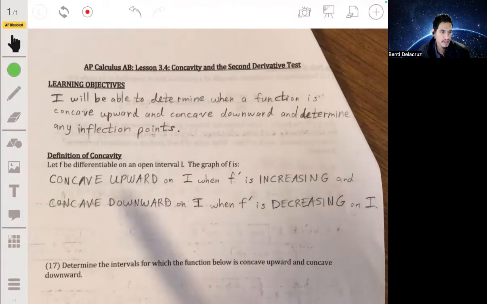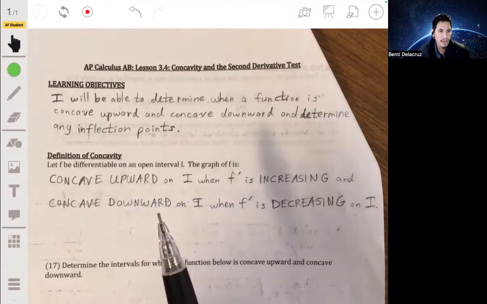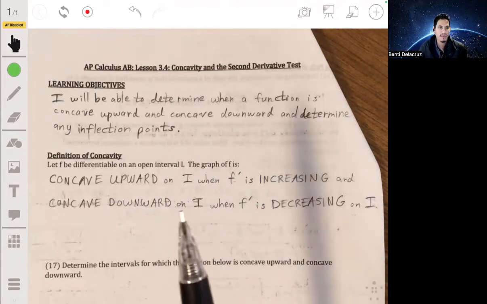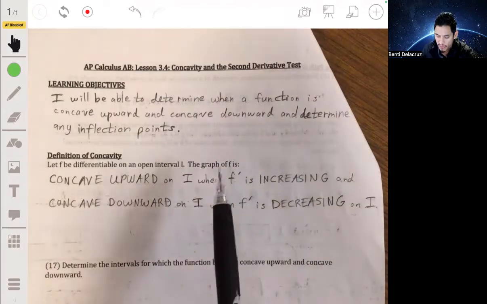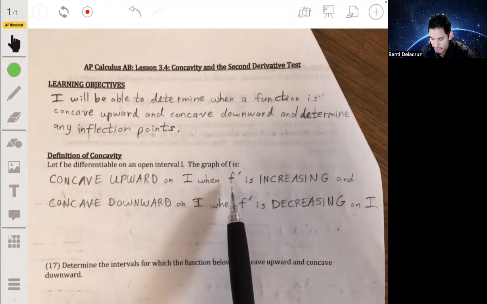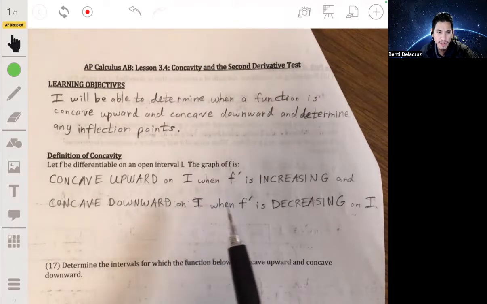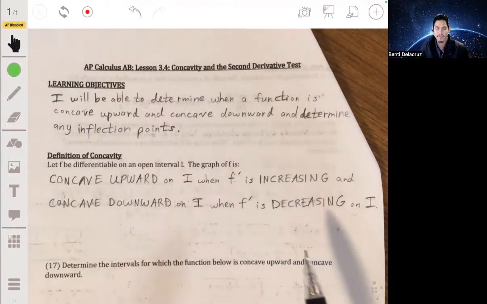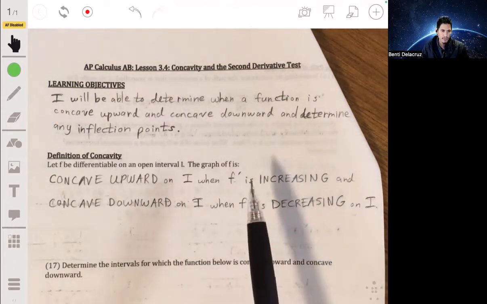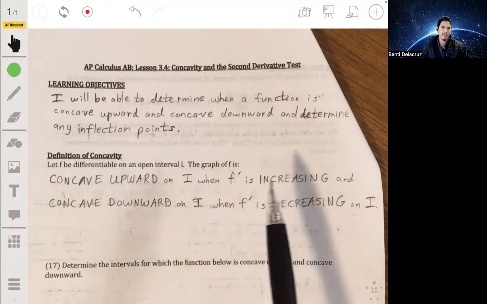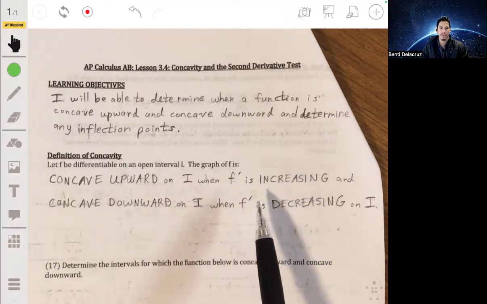So let's say f is a differentiable function on an open interval I. Then we say the graph of the function f is concave upward when the first derivative is increasing. It's concave downward on the open interval I when the first derivative is decreasing. Now, don't confuse increasing with the derivative having to be positive, and don't confuse decreasing with it having to be negative. That's a common mistake.